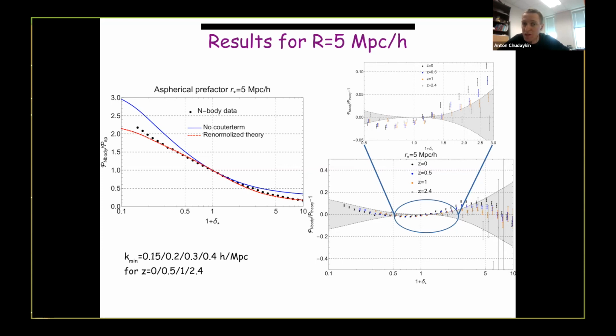I think it's quite impressive because the previous model describes the data only at 30% accuracy, and it was at much larger radii. Our model works at 15% accuracy at 5 megaparsec over H. It's an extreme case scenario.